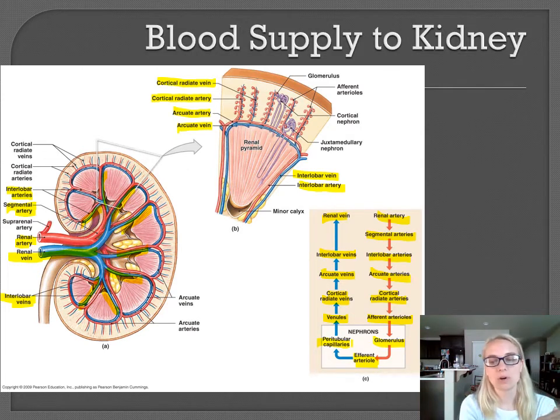All right, so renal artery, segmental artery, interlobar artery, arcuate artery, cortical radiate artery, afferent arteriole, glomerulus, efferent arteriole, peritubular capillaries, venules, cortical radiate veins, arcuate veins, interlobar veins, renal veins. Hey, I did that without looking. That's what you need to do.